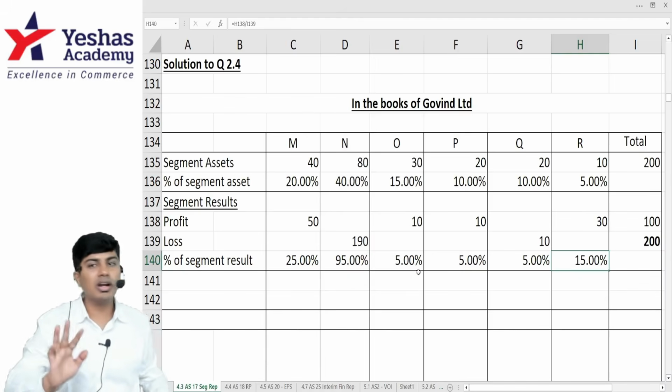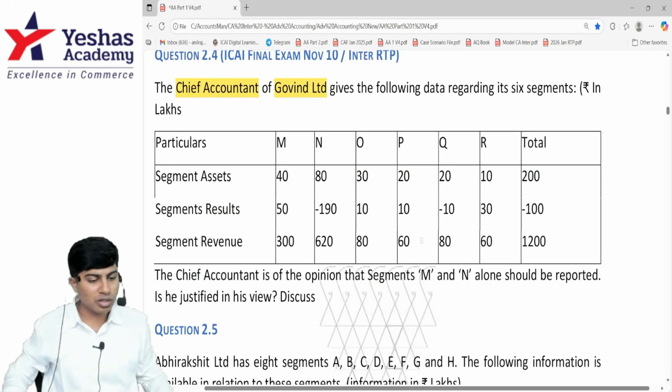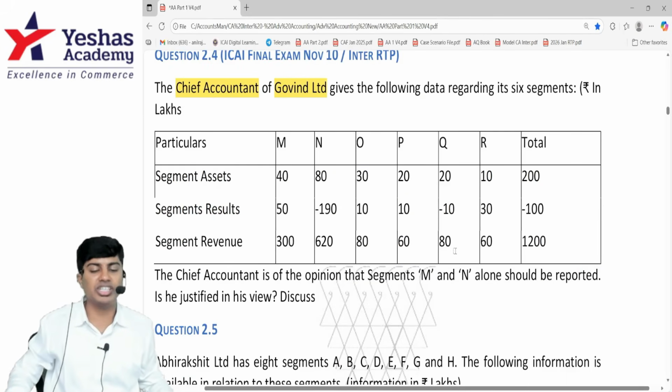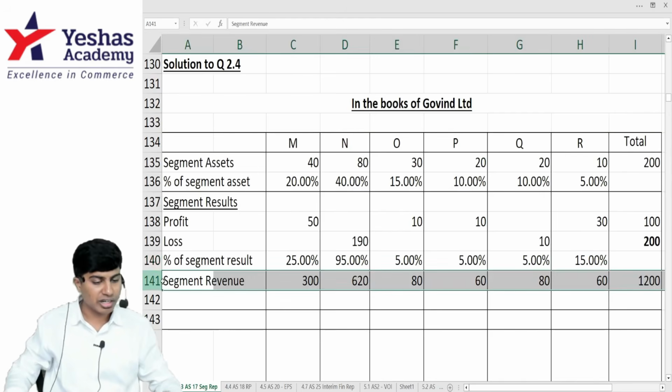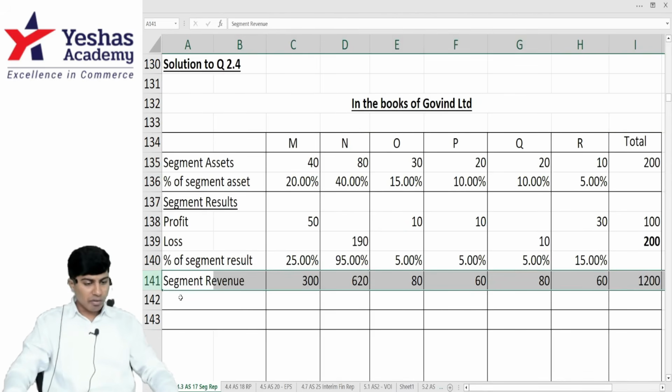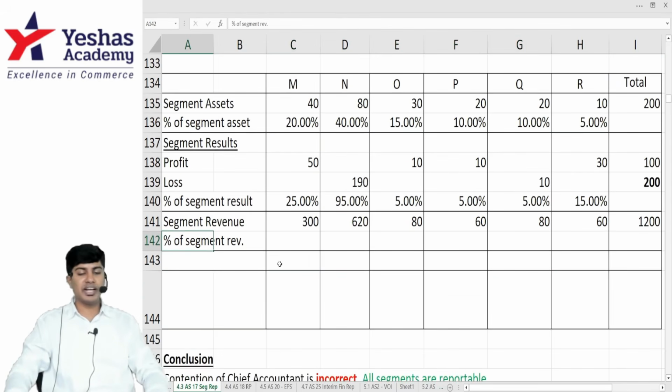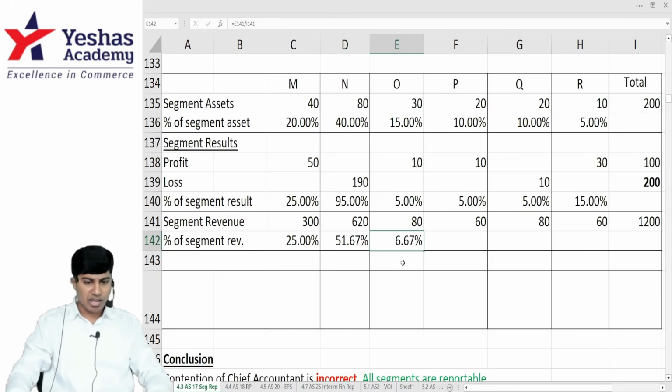Sir, conclusion, not right now. Wait. One more is there. Revenue: 300, 620, 80, 60, 80, 60. Write the same. Now we'll do percentage of revenue. 300 by 1200. Very good. 620 by 1200. Nice. 80 by 1200. Very nice. 60 by 1200. Much better. 80 by 1200. This 60, no, already we have done.